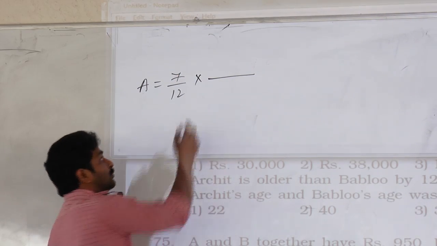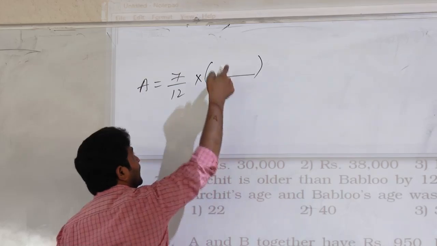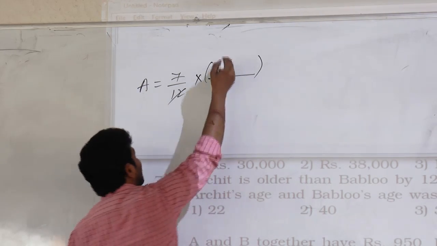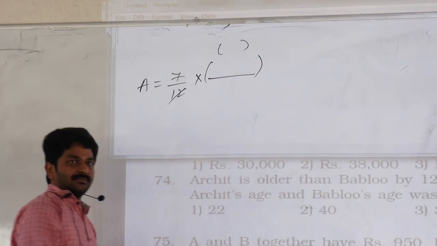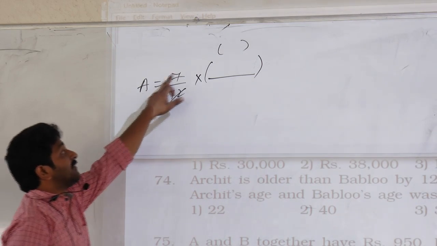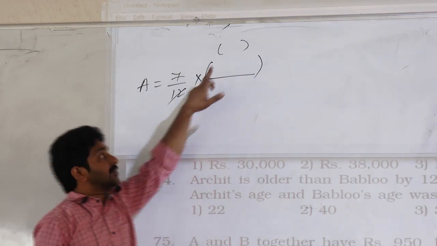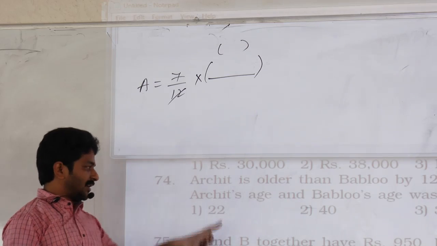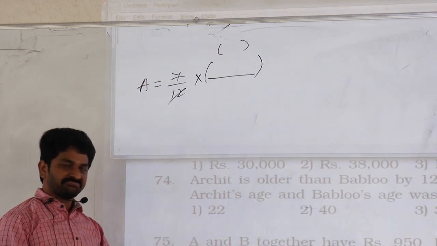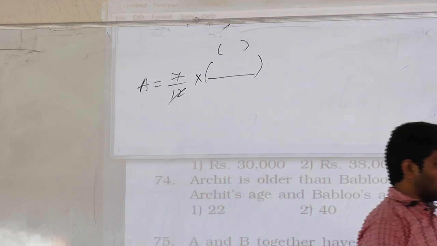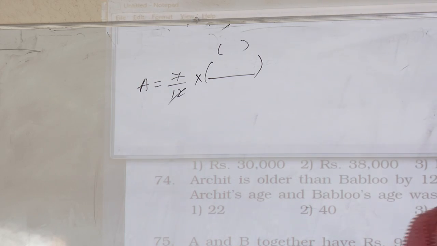Yes or no? So whatever number that you write here, that should be a multiple of 12. After cancellation again you will have some other number. Yes or no? What is A's value? 7 multiple of this number. So A must be a 7 multiple. B must be a 12 multiple. Is it a 12 multiple? No. Yes.